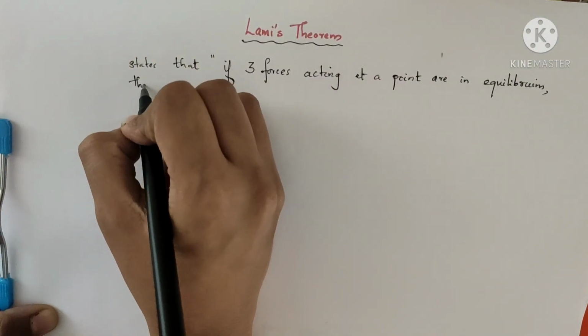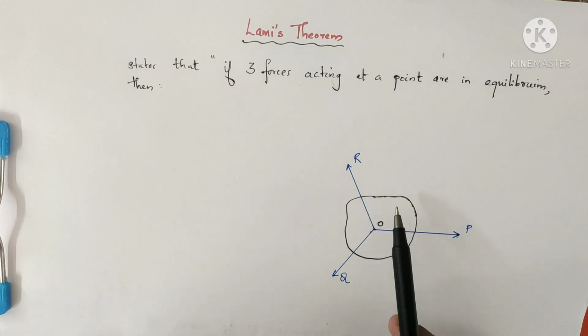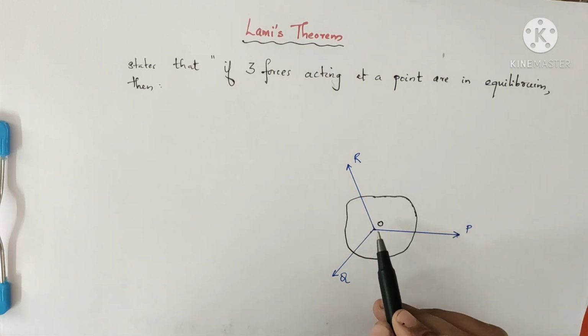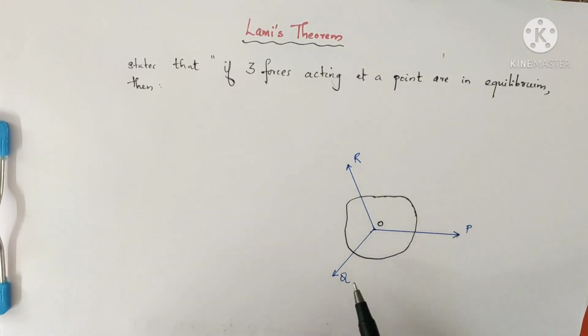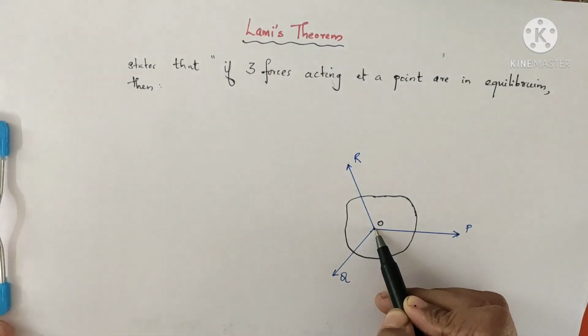then what can we say? If there are three forces acting at a point which are in equilibrium, so here I have drawn a body, and at a point O there are three forces P, Q, R acting at this point O. Now let's complete this theorem.